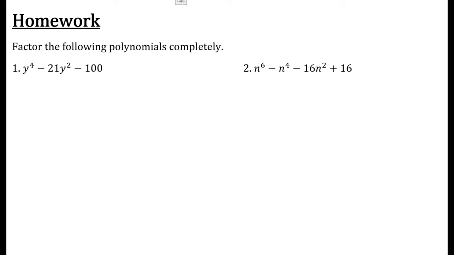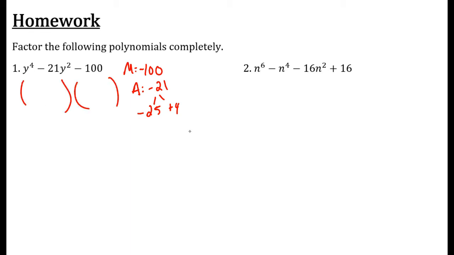So number one, I have y to the fourth minus 21y squared minus 100. So it's a trinomial. And I like that the leading coefficient's 1, because I don't have to go through and do the whole AC method. I just need to ask myself, what multiplies to negative 100 that adds to negative 21? Well, I'm thinking that's the numbers negative 25 and positive 4.